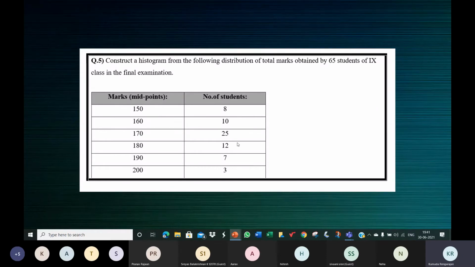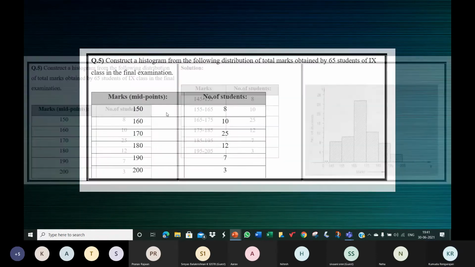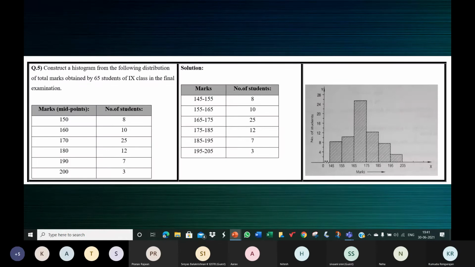You have the class intervals and the frequencies, so put up the histogram. So it is like this: 160 minus 150 is 10. Always find the difference like this and divide by 2. So now here the number is 5. Subtract to get the lower limit, add to get the upper limit. Let's complete this, children.